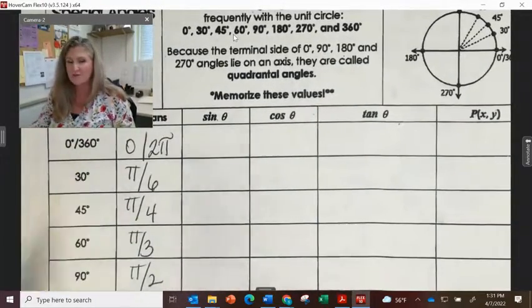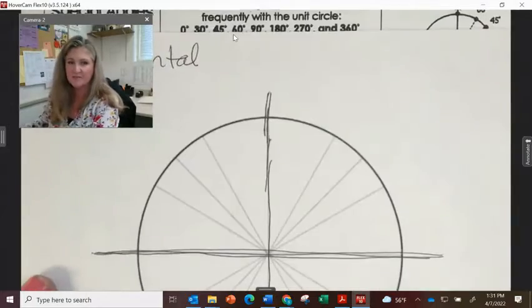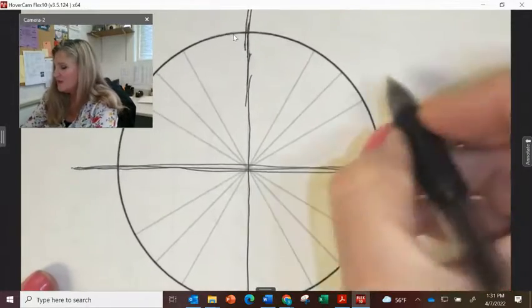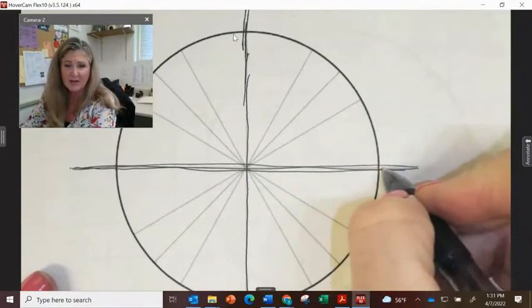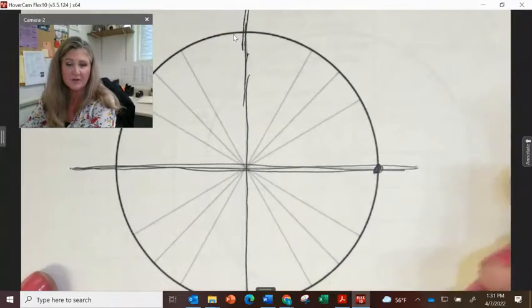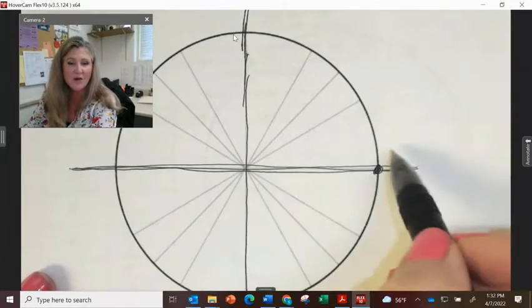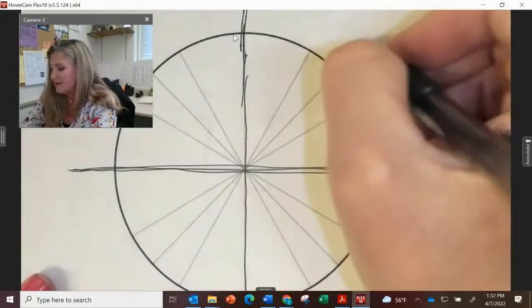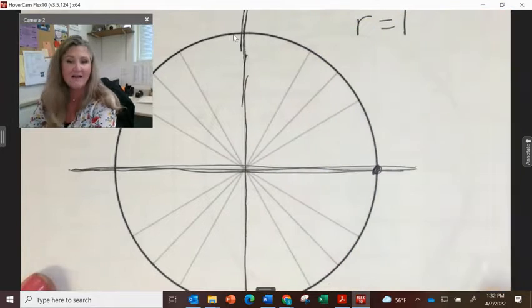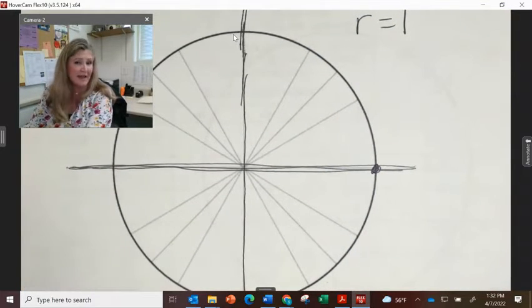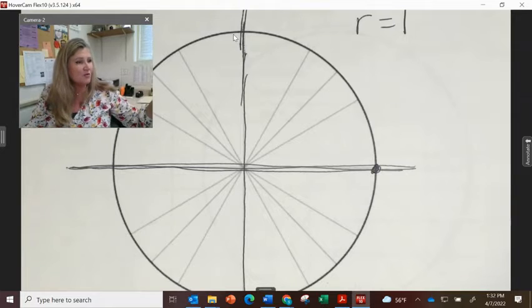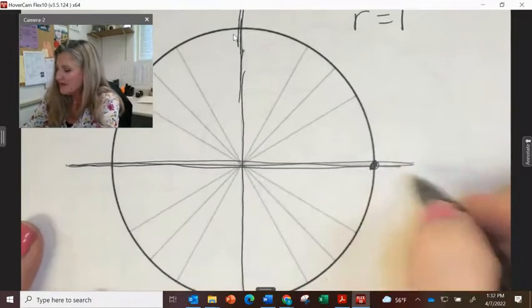We're first going to look at 0 or 360 degrees. That's what we call a quadrantal. I just have a scratch piece of paper here to show you this. Here's where 0 or 360 is. For these quadrantals, we are always going to make the radius 1 for every single triangle or angle that we look at from now on in the unit circle. That's because in unit circle, a unit means 1 unit. So we're making the radius 1.